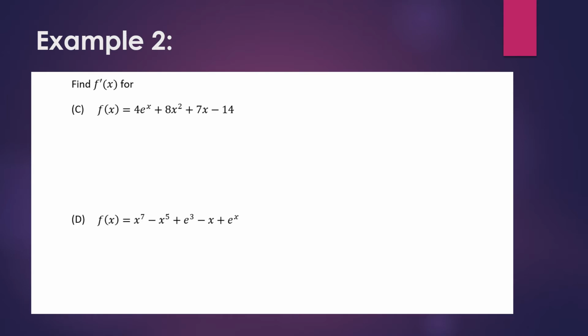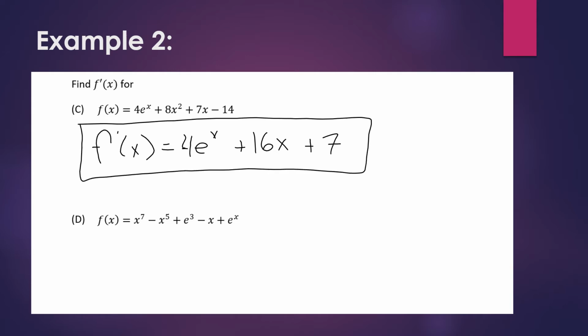Few more examples here to test taking derivatives with e in it. So for C, the derivative of 4e to the x is going to be 4e to the x. The derivative of 8x squared is going to be 16x. The derivative of 7x is 7. And the derivative of negative 14 is 0. So I'm not even going to worry about it.